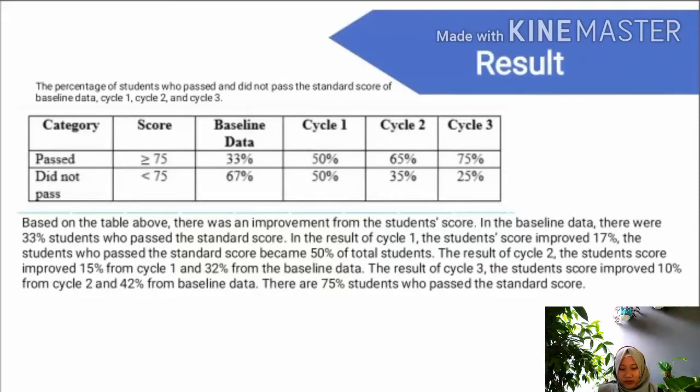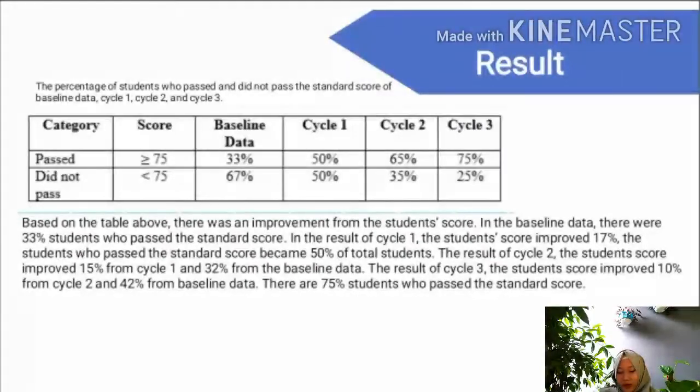As shown on the table above, there was an improvement in the students' scores. In baseline data, there were 33% of students who passed the standard score. In the result of cycle 1, the student score improved 17%. The students who passed the standard score became 50% of total students. The result of cycle 2, the student score improved 15% from cycle 1 and 32% from the baseline data. The result of cycle 3, the student score improved 10% from cycle 2 and 42% from baseline data. There are 75% of students who passed the standard score.